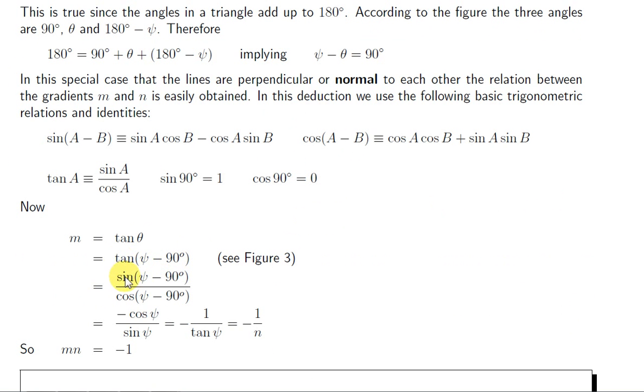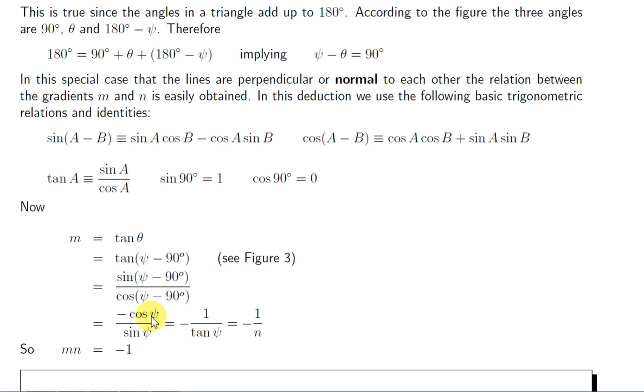The tan function is the same as the sine over cos of the angle. We can simplify sine of psi minus 90 degrees by using this identity here. We just plug psi in for A and 90 in for B. The cos of 90 is 0, so this goes out. Here we have minus cos psi sine 90. The sine of 90 is 1, so we end up at minus cos psi for the sine of psi minus 90.